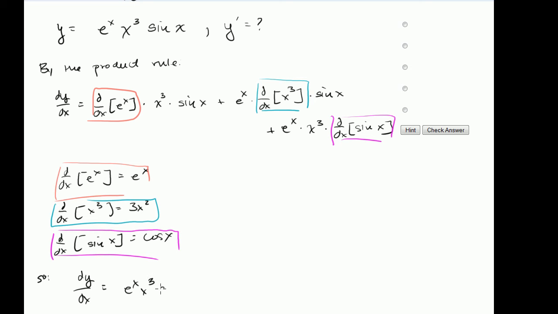x, x to the third sine of x, plus 3x e to the x times 3x squared times sine of x, plus e to the x, x to the third cosine of x. And we can still keep things color coded. So this right here will be the orange, this right here will be the blue, and then this right here will be the magenta, just so that students realize that, look, we're taking the derivative of each of these and multiplying it by the other two terms. And there are three terms because each of them gets their chance.